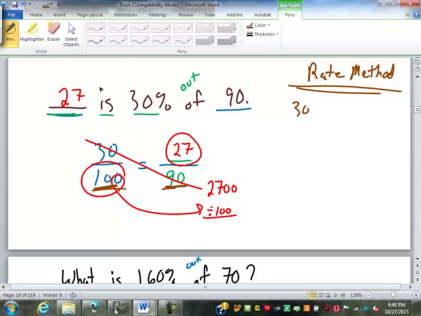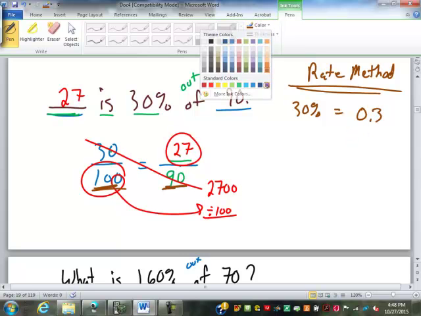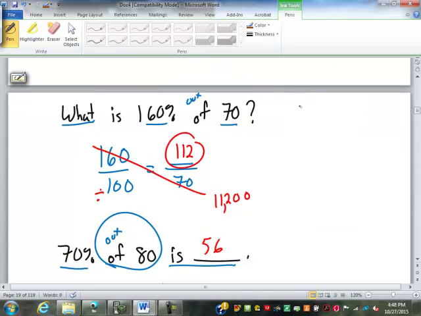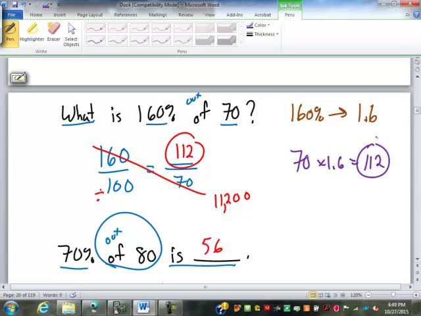So 30% is going to become 0.3. And then for a problem like this, we would do 90 times 0.3 is 27. And that is the answer we had. So for the second one, what's our percent in this one? 160%. That's going to become what as a decimal? Careful. 1.6. So calculating that would be 70 times 1.6, which is going to give us 112. Now you might be thinking that almost looks easier. And on those problems it was.